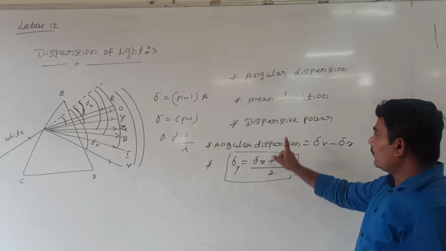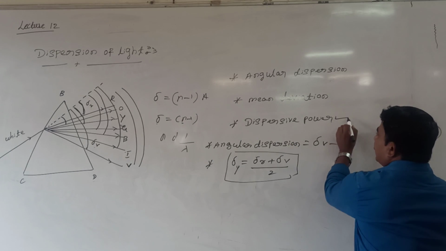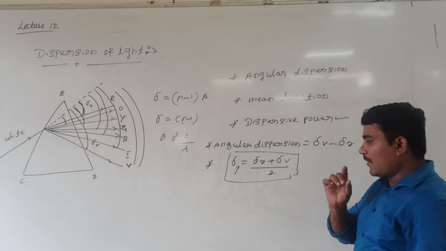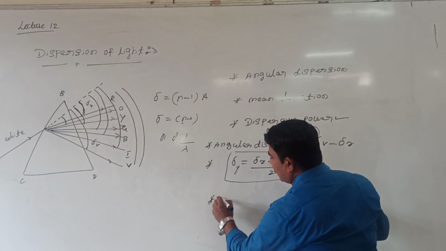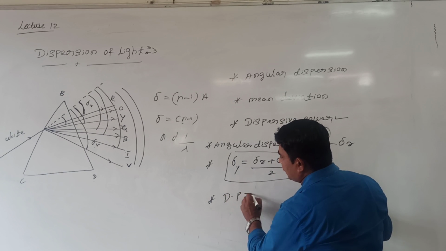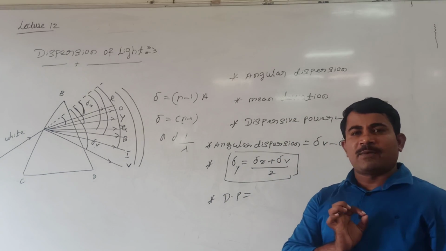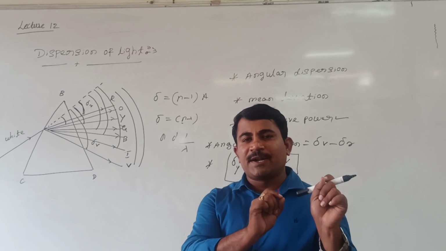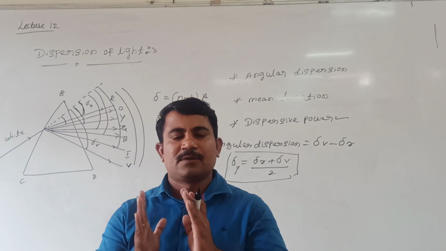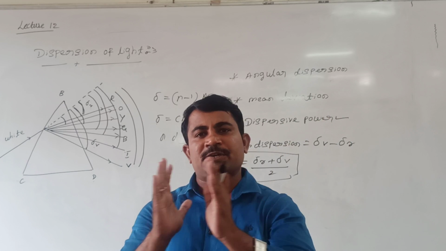Similarly, one more physical quantity I can define, that I can call dispersive power. How can I define dispersive power? Dispersive power is simply the ratio of angular dispersion to mean deviation.